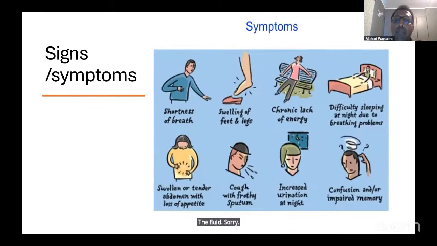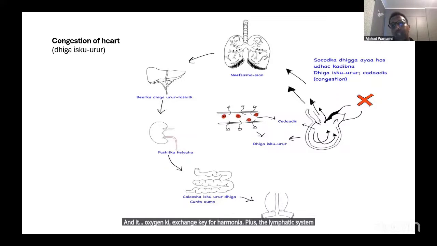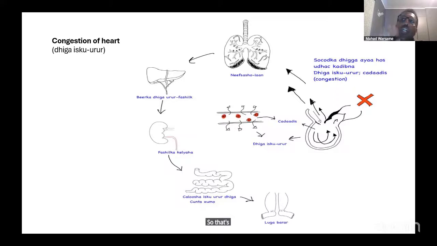Markuu yimaado sambabaha biyo badan baa soo gelaya interstitium. Oxygen-kii exchange-kii baa xumaanaya. Plus, the lymphatic system extra fluid coming in the interstitium, lymphatic overload bakudaya. Then you will have pleural effusion in the lungs. So that's the reason, because there's high pressure, congestion.